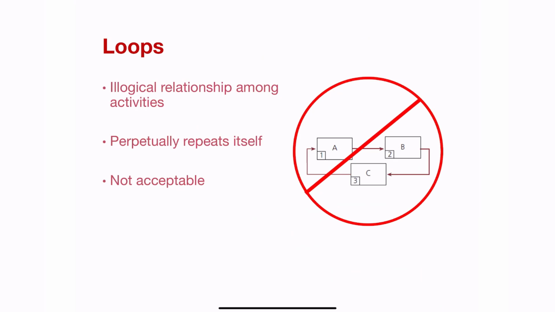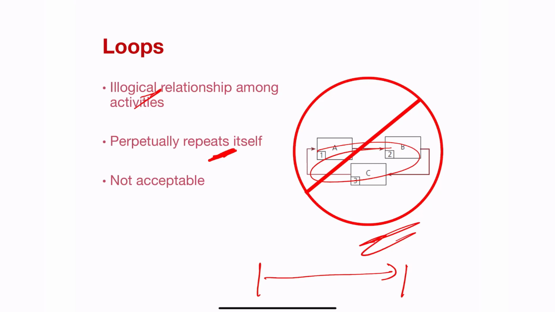The one thing you cannot have in critical path method is circular relationships, or what we call illogical relationships. These perpetually repeat themselves. These are loops. And why is a loop impossible in a project? Because the very definition of a project is that it has a start and it has an end date.